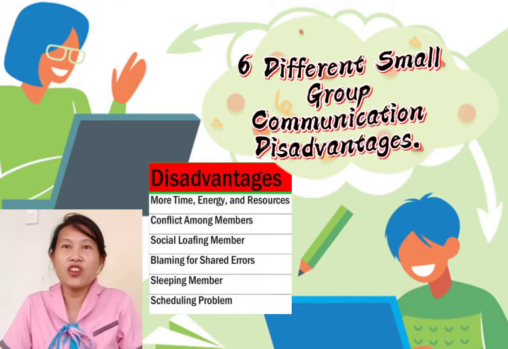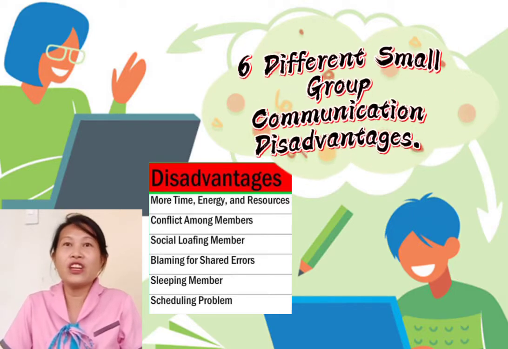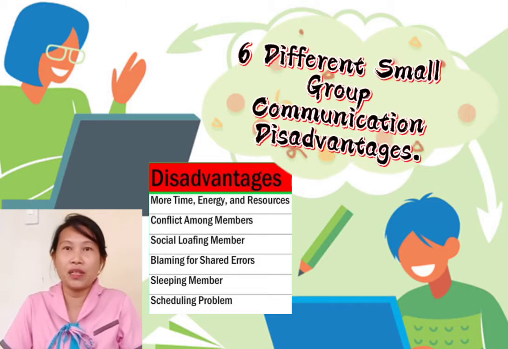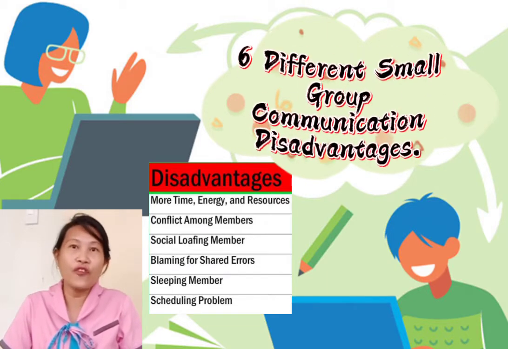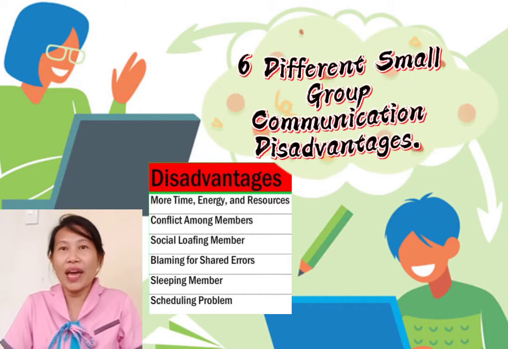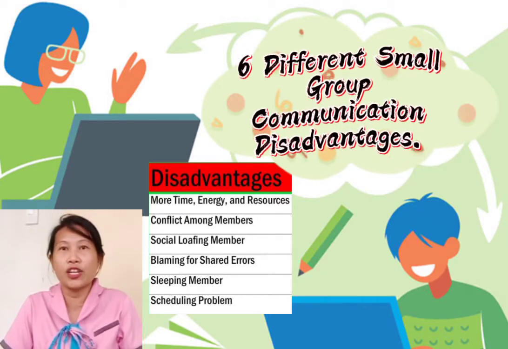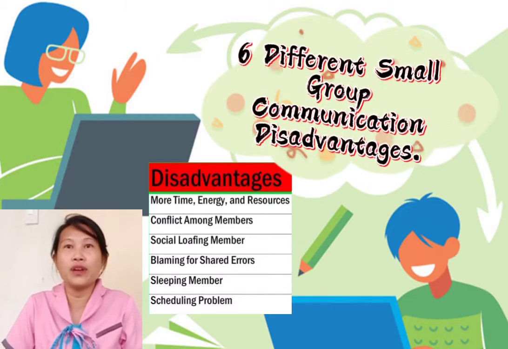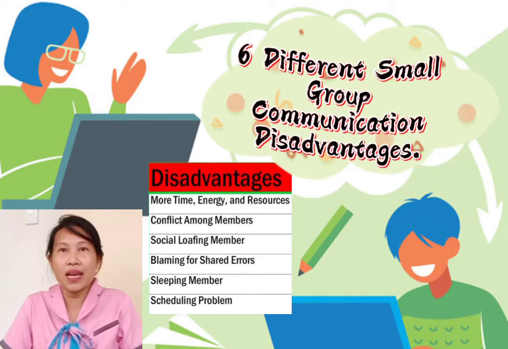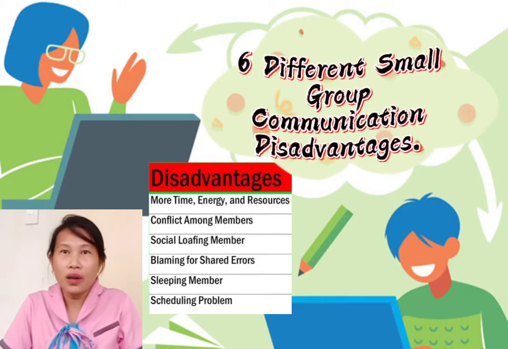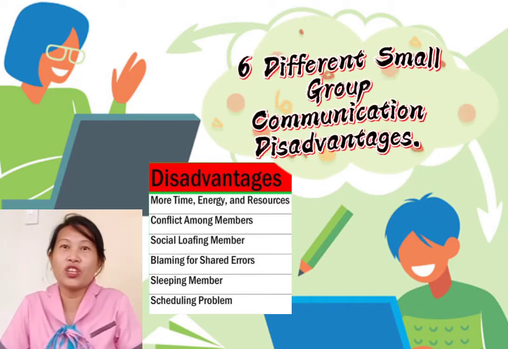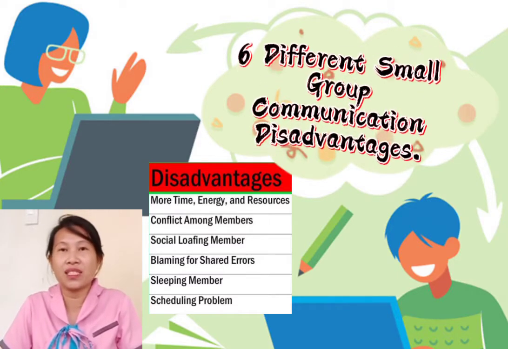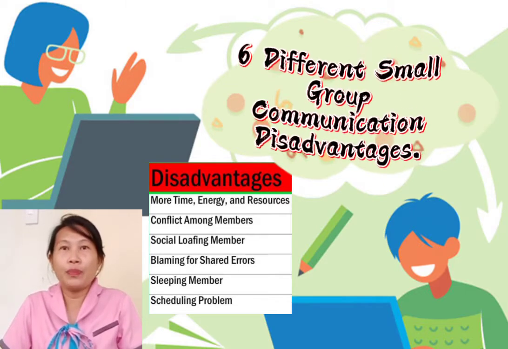Number 4, blaming for shared errors. A proverb says that to err is human. Errors come from personal and group activities. Therefore, it is essential to identify the root cause of errors and the person who creates them. Sometimes, group members do not acknowledge shared mistakes. Instead, they blame each other. Therefore, blaming for shared mistakes might increase conflict among group members and reduce productivity. Number 5, sleeping member.